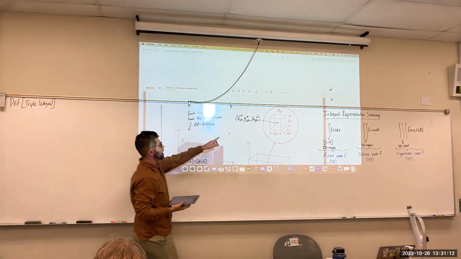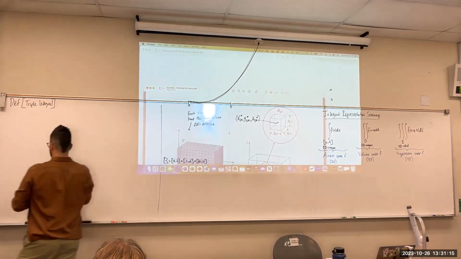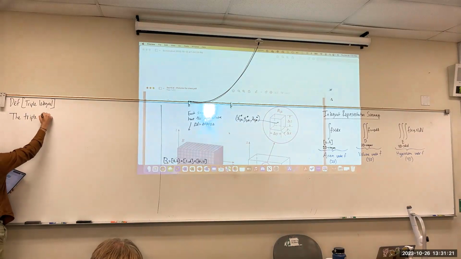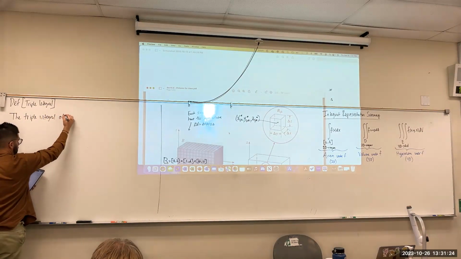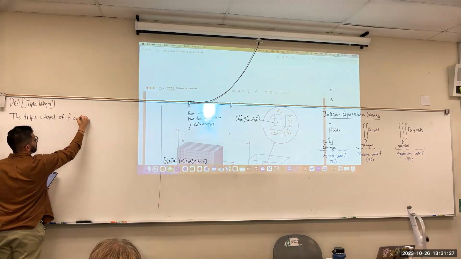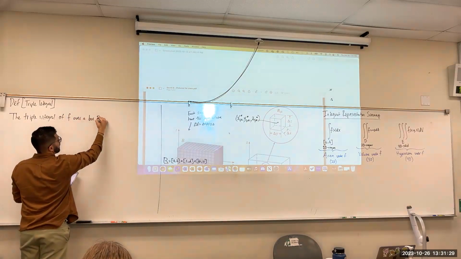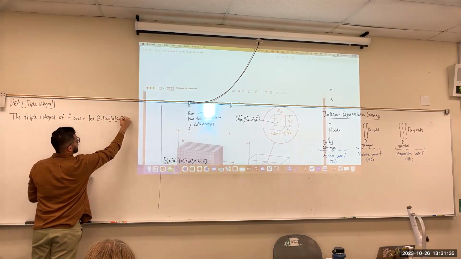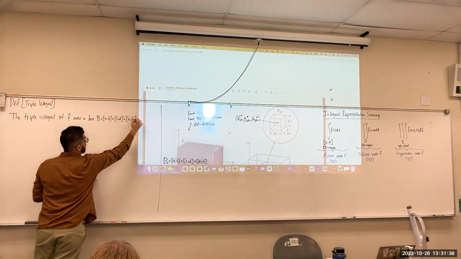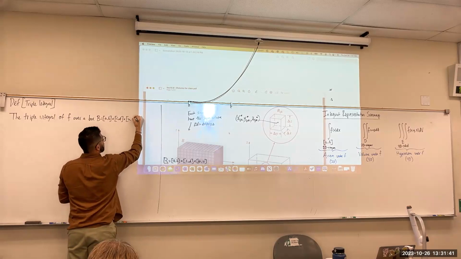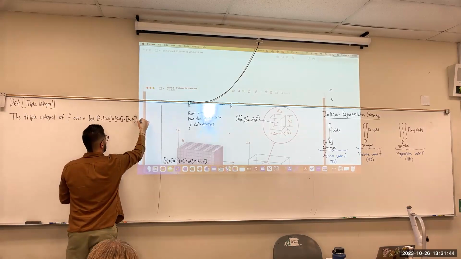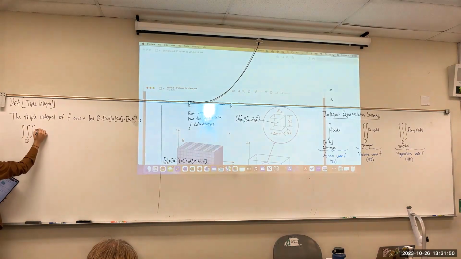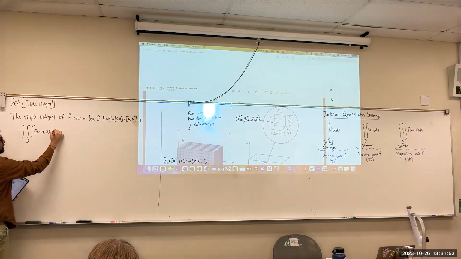Because there's 3 coordinates, we're going to end up with 3 different sums. And so we're going to say the triple integral of f over a box B, which is what we labeled here, [A,B] cross [C,D] cross [U,V]. Oh, where did the F come from? Is going to be a triple integral over a box of f(x, y, z) dV.